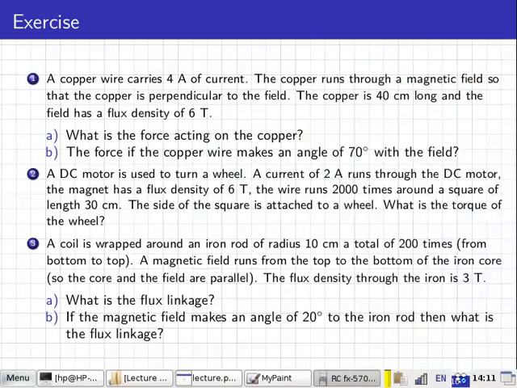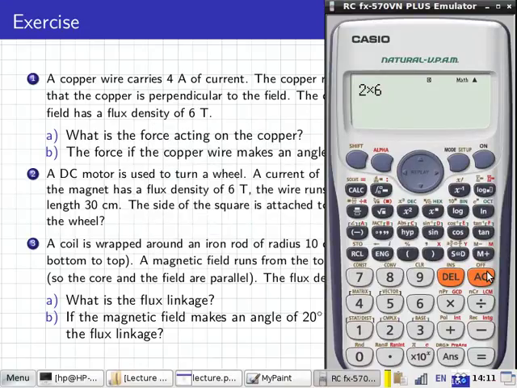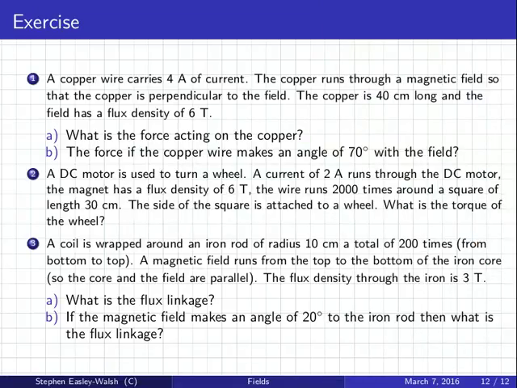2 times I times B times A times N. Yeah? 2,160 newton meters. So again, easy peasy. A coil is wrapped around an iron rod 200 times. What's the flux linkage? So what formula is that now?